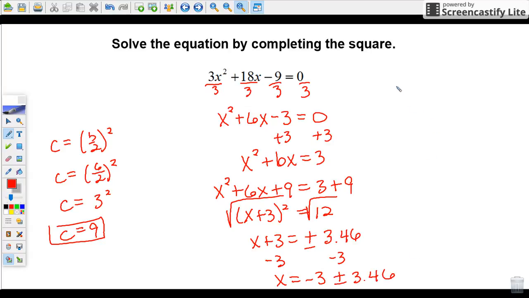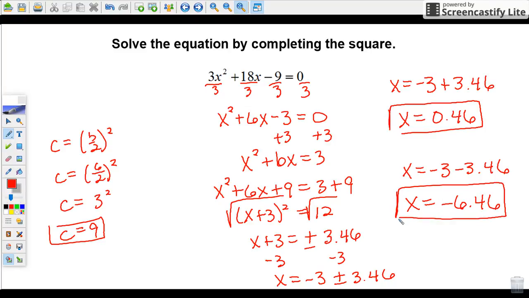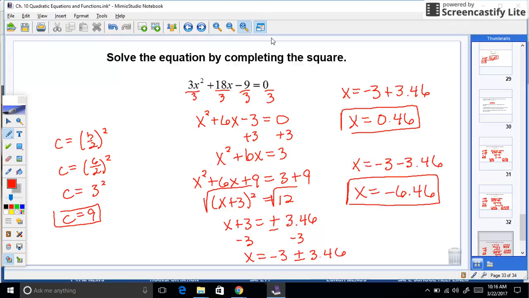So I'm going to go up here and treat that 3.46 as positive first. In this case, x is going to equal 0.46. Now I'm going to treat it as a negative, negative 3 minus 3.46, and I get negative 6.46. And that is how you use completing the square to solve quadratic equations.